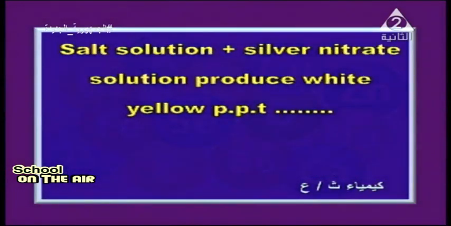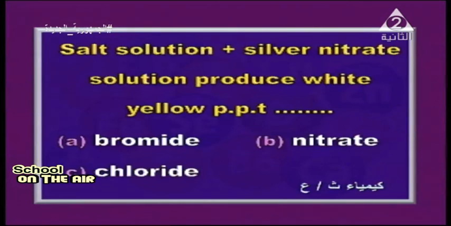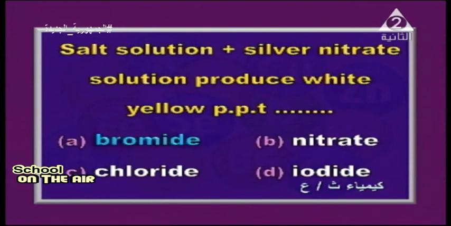Next point. Salt solution plus silver nitrate solution produces white yellow precipitate. What is the acidic radical here? Is it bromide or nitrate or chloride or iodide? If you think about it, yes, the answer will be bromide.